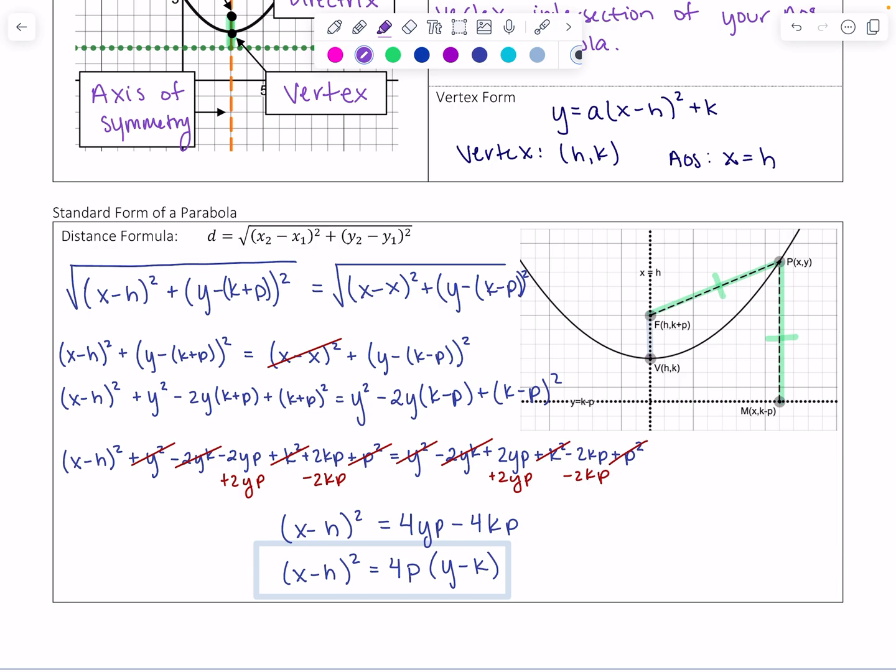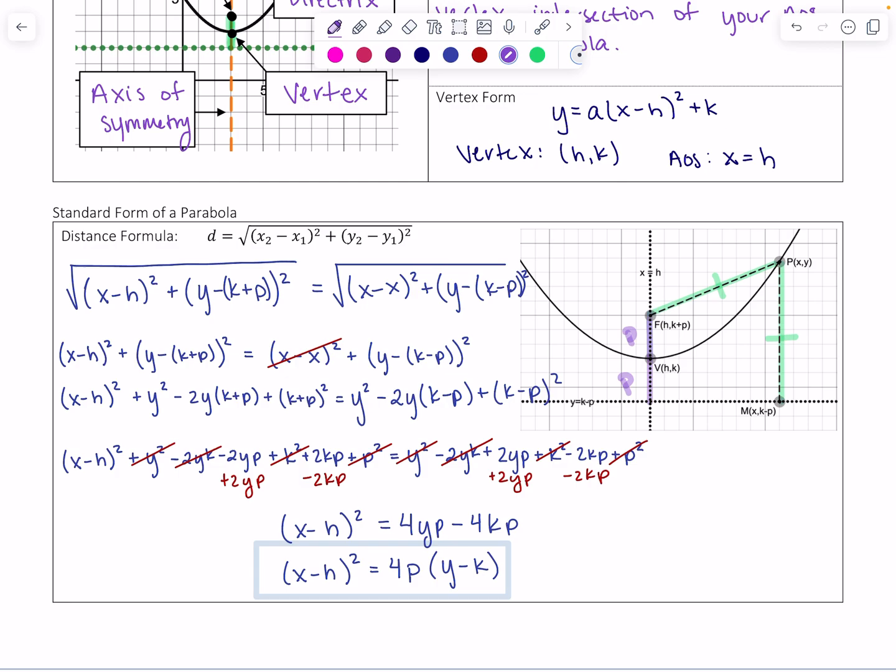So the distance between our vertex and our focus, and the distance between our vertex and our directrix, is going to be known as that p-value. All right, so that's our p-value right there. Now we can look at this equation, and hopefully you did copy down that (x - h)^2 = 4p(y - k).